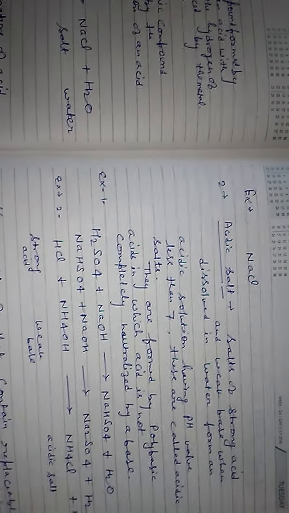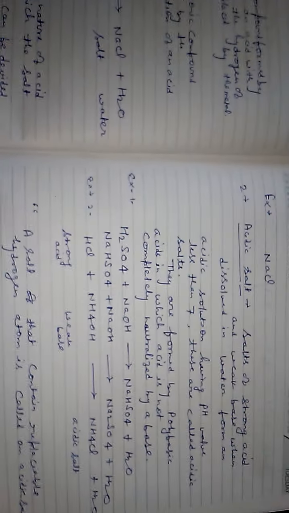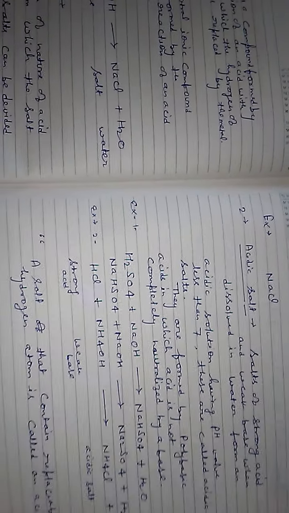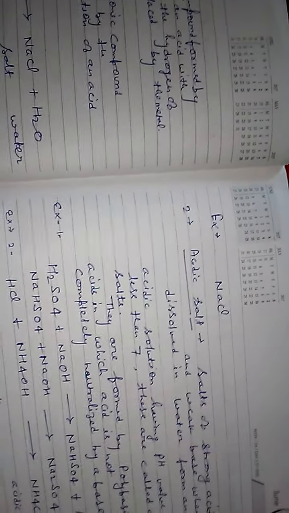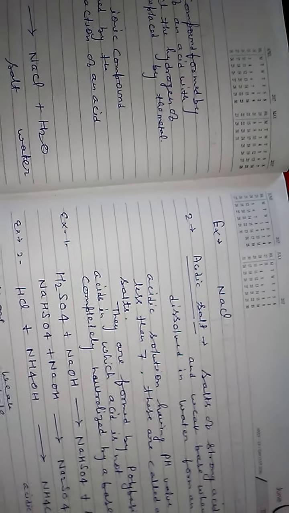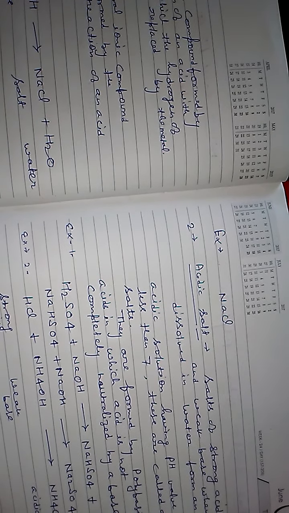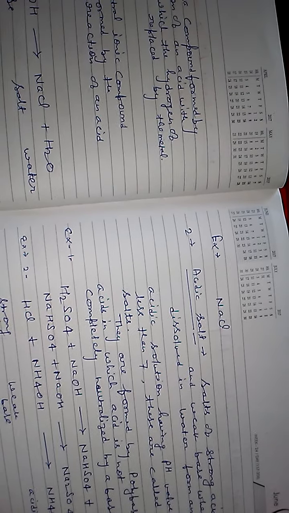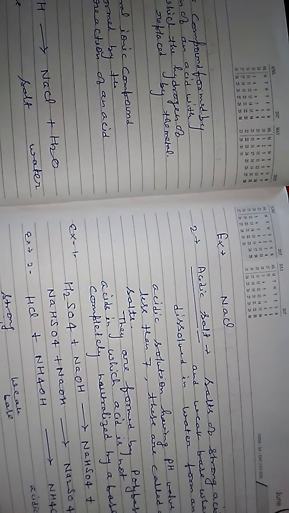They are formed by polybasic acids. This is a very important point. These acidic salts are formed by polybasic acids, and what are polybasic acids? Acids in which the number of hydrogen ions is more than one. Already it is explained to you. So when a polybasic acid reacts with a monoacidic base, what happens? These polybasic acids have more H plus ions, which cannot be neutralized completely by the base, and therefore the salt formed is an acidic salt.